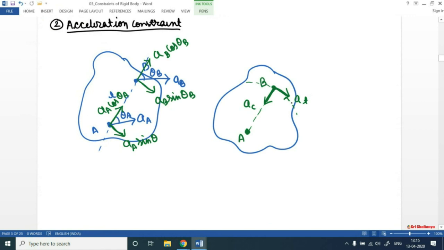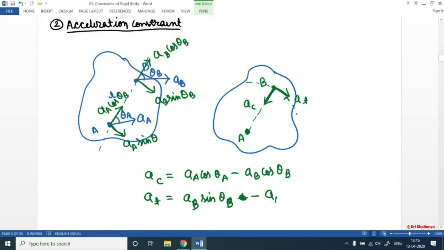And just by looking at this diagram, we can say AC would be AA cos theta A minus AB cos theta B over here, and AT is simply going to be equal to AB sin theta B minus AA sin theta A. Simply, we are finding the acceleration of point B with respect to point A in the centripetal as well as tangential direction using the concept of vector subtraction.